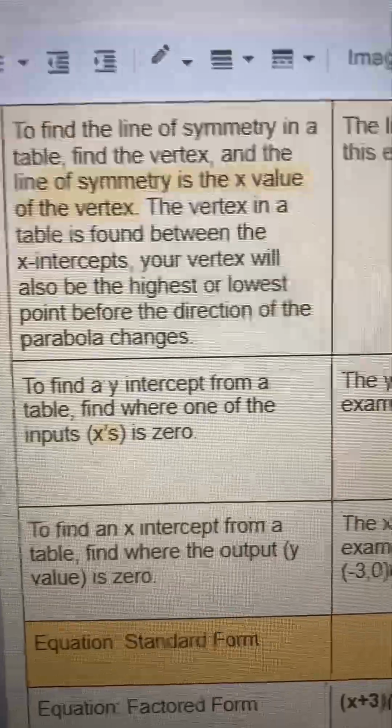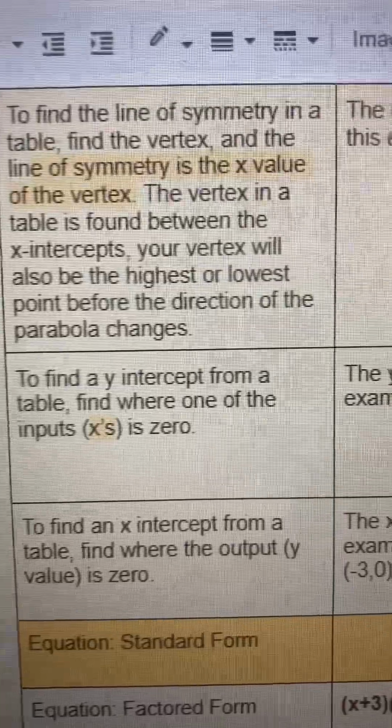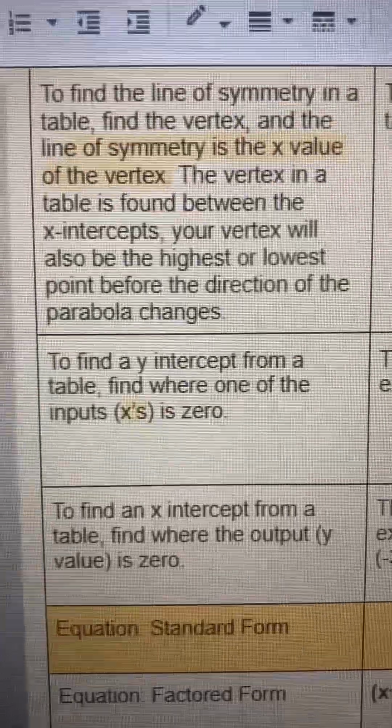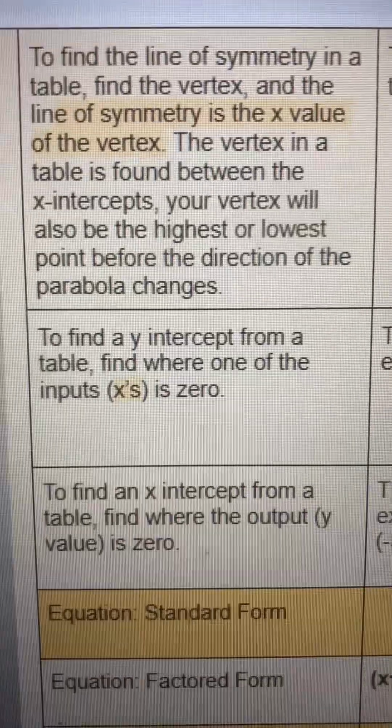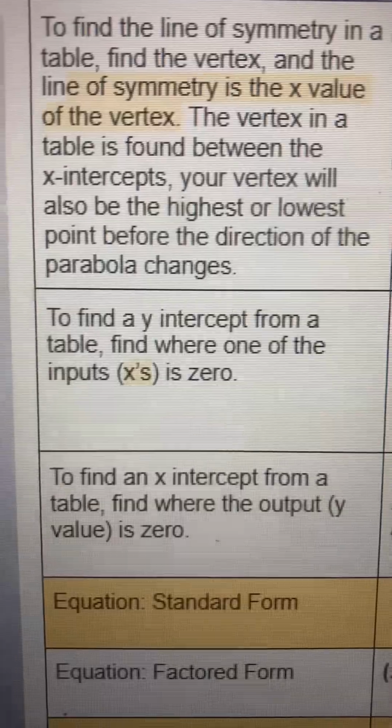Now, to find the line of symmetry in a table, you're going to want to find the vertex. And the line of symmetry is the x value of the vertex, also known as the input. The vertex in a table is found between the x-intercepts, and your vertex will most likely be the highest or lowest point on your table.